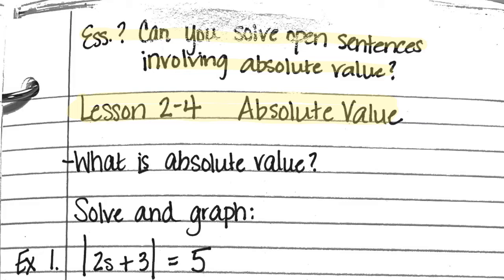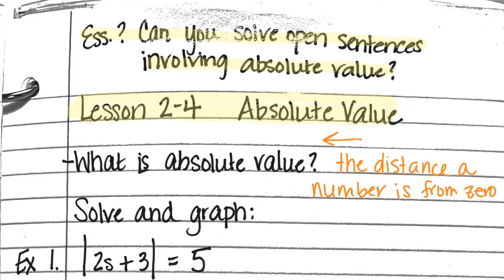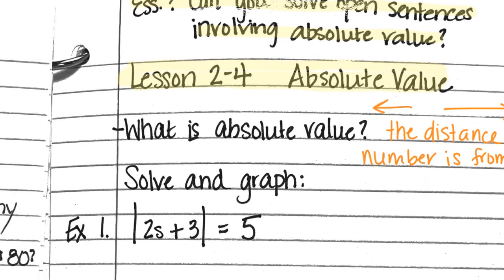The first thing we need to define is what absolute value is. Remember, it is the distance a number is from 0. So remember, the distance can go into the negatives or it can go into the positives. So I like to teach absolute value with a plus and a minus.